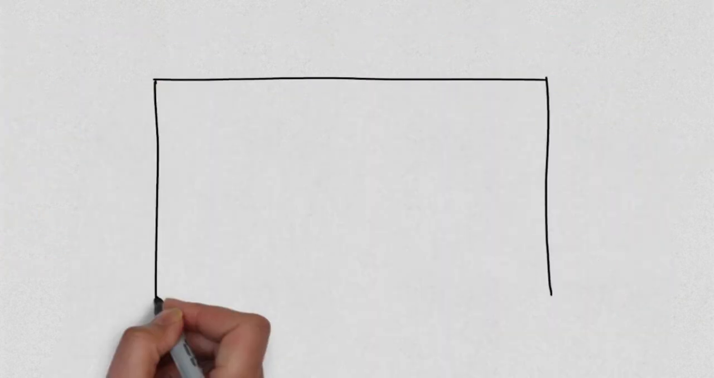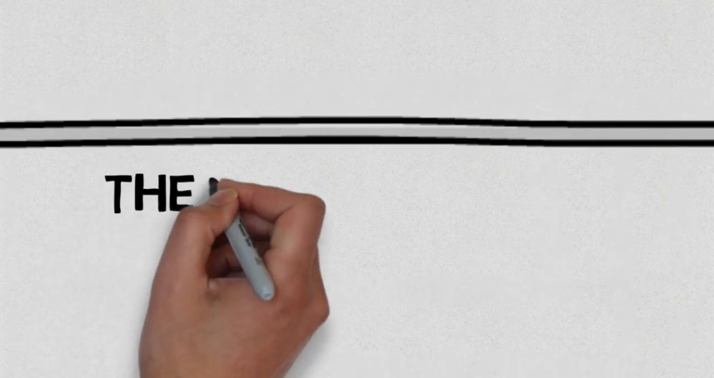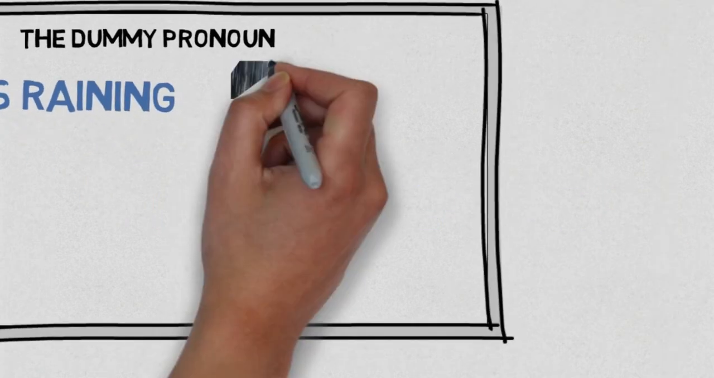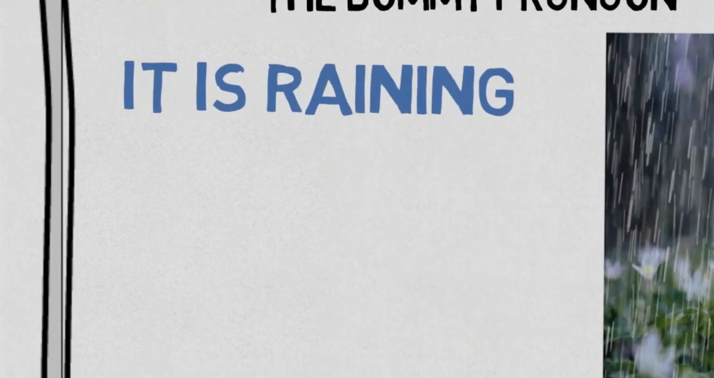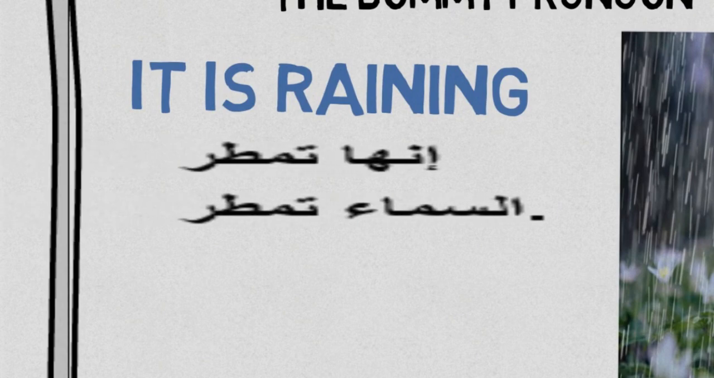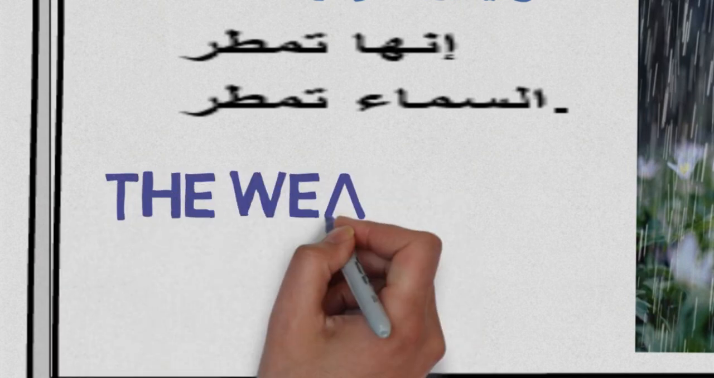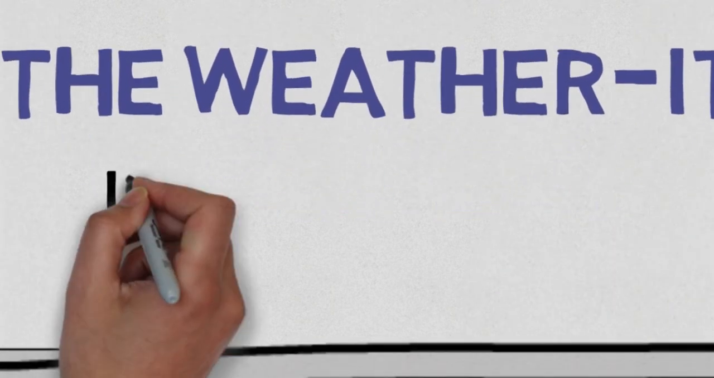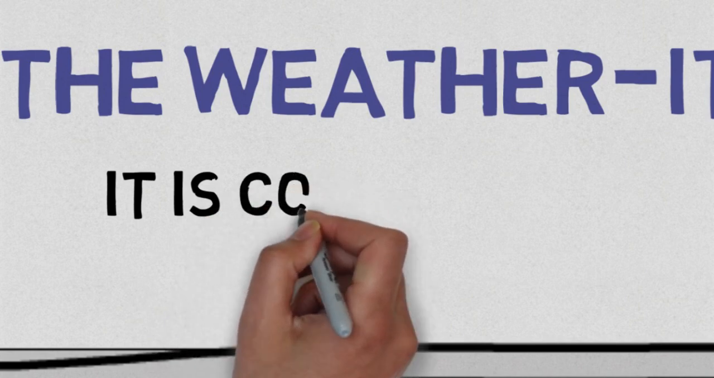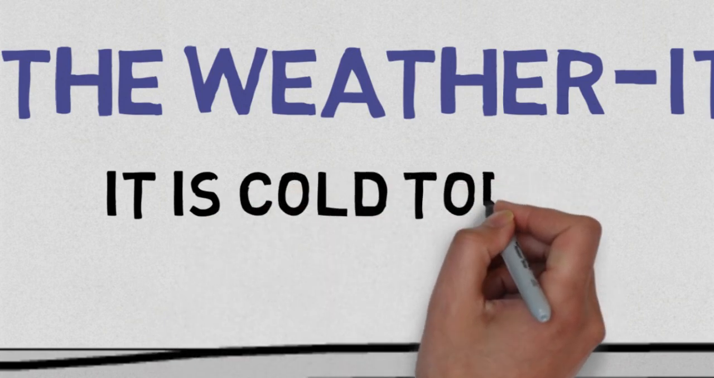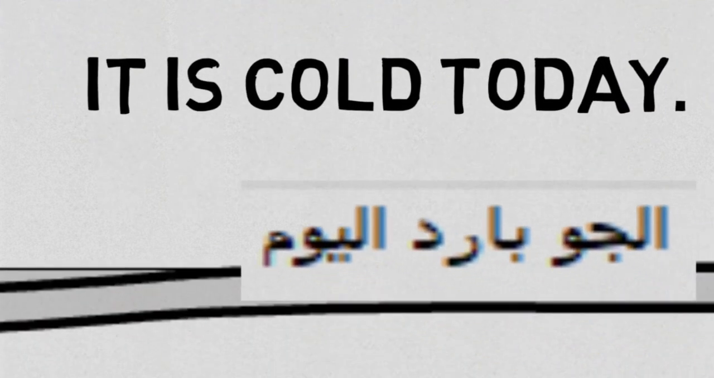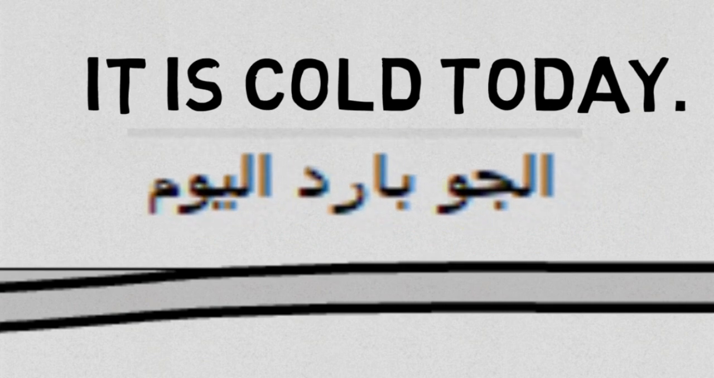Now look at the following simple example introduced by a dummy pronoun. It's raining. You can find that simple, short sentence translated as إنها تمطر or السماء تمطر. Some call the pronoun it here the weather it. Therefore, we can use the same word when translating into Arabic as follows. It's cold today. Here, the pronoun it is called the weather it. So we can translate it into Arabic.